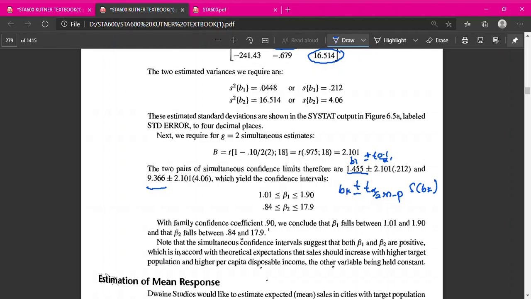Okay, degree of freedomnya adalah N minus P which is 18. Okay, 18 dan multiply dengan di sini adalah standard deviation of B1. Okay, you kena square rootkan value ni dulu baru dapatlah 0.212. Sama juga dengan this one, B2 plus minus T 0.1 divided by 2 degree of freedom 18 multiply dengan standard deviation for beta 2. Okay, then you will have this two confidence interval untuk beta 1 dan beta 2.